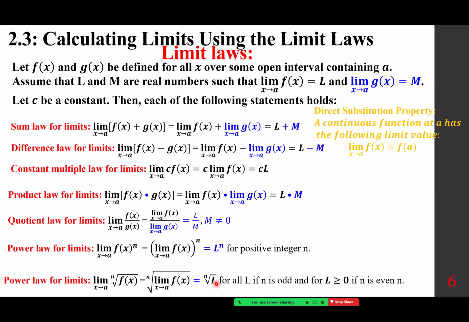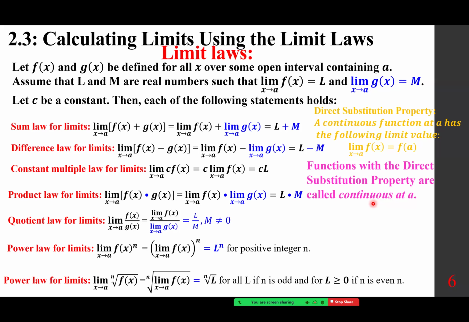From now on, we're going to do direct substitution. So what is the direct substitution property? A continuous function at a has the following limit values. The limit of f of x as x approaches a equals f of a. Functions with the direct substitution property are called continuous at a.